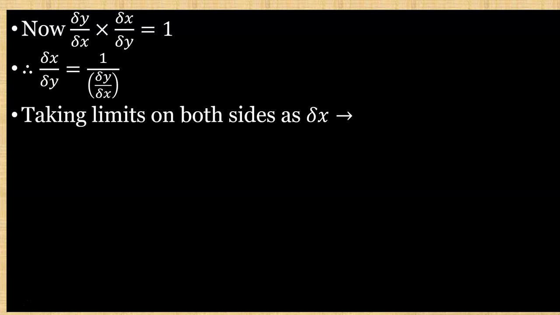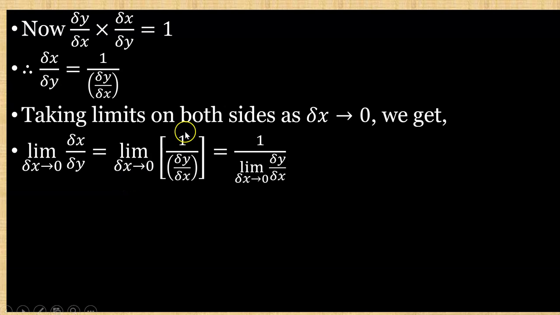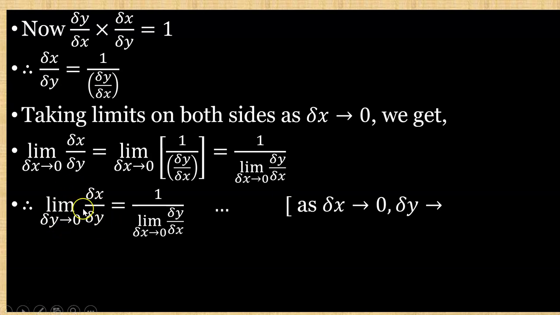Delta x upon delta y is equal to 1 upon delta y by delta x. Taking limits on both sides as delta x tends to 0, we get limit delta x tends to 0, delta x upon delta y is equal to limit delta x tends to 0, 1 upon delta y by delta x, is equal to 1 upon limit delta x tends to 0, delta y by delta x. Limit delta y tends to 0, delta x upon delta y. As delta x tends to 0, delta y also tends to 0. That's why I have written here. Next, 1 upon limit delta x tends to 0, delta y by delta x.